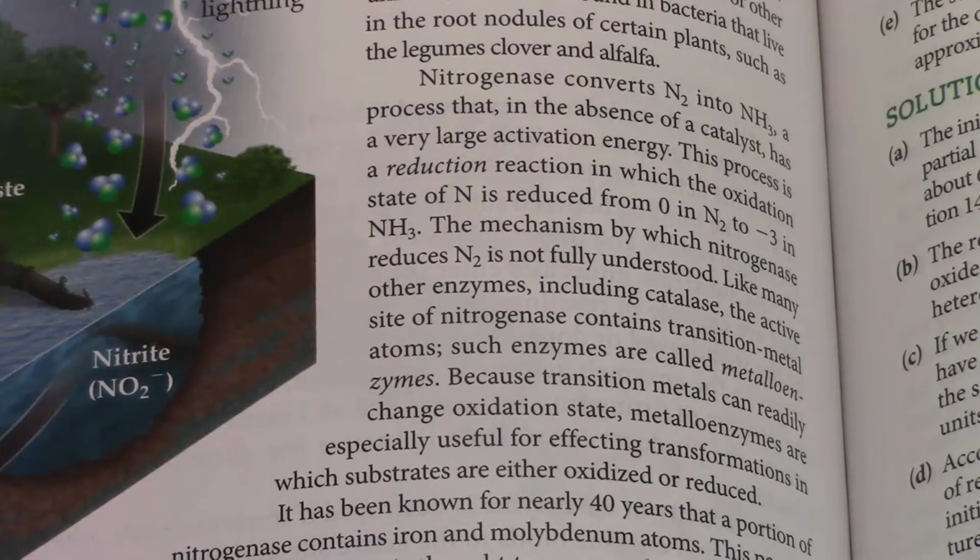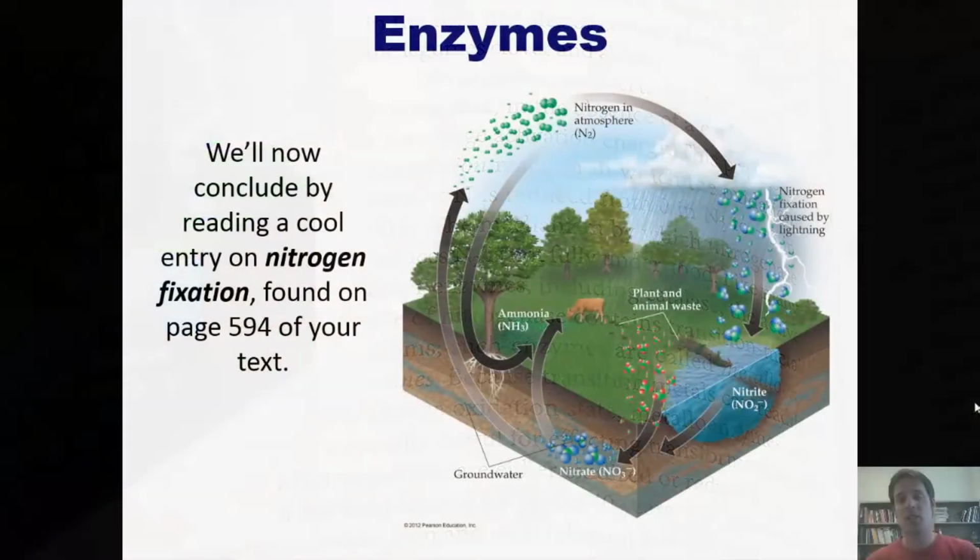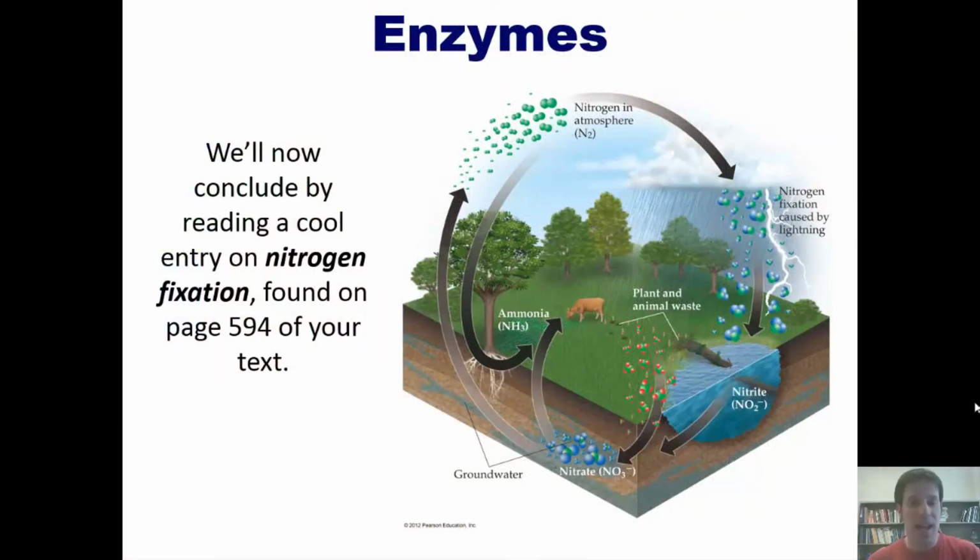The bottom line is this. Without the nitrogenase enzyme, the biosphere's ability to convert N2, which is a virtually useless form of nitrogen, into NH3, which is a useful form of nitrogen, would not exist, and therefore life on this planet would not exist. I am very grateful that we have enzymes in nature. This takes us to the end of this lecture and the end of this chapter.